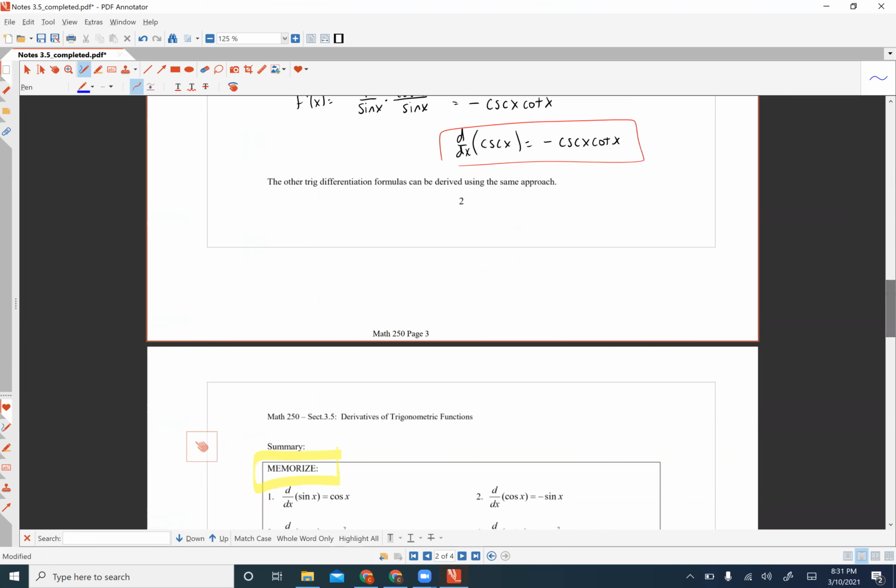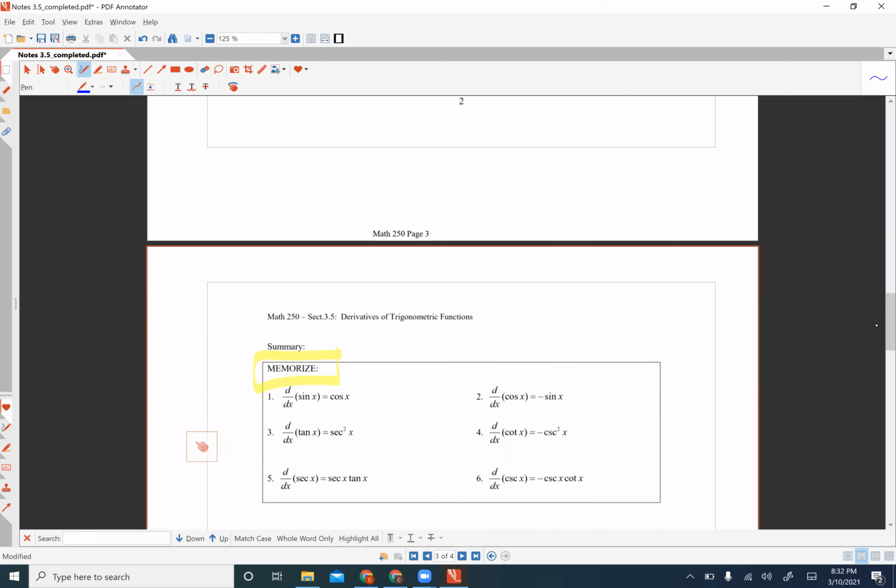So we really quickly went through and derived the derivative of sine, and then we also mentioned the derivative of cosine. We used the quotient rule to get the derivative of tangent, and you can verify this. The derivative of cotangent is minus cosecant squared. The derivative of secant is secant tangent, and the derivative of cosecant is minus cosecant cotangent.